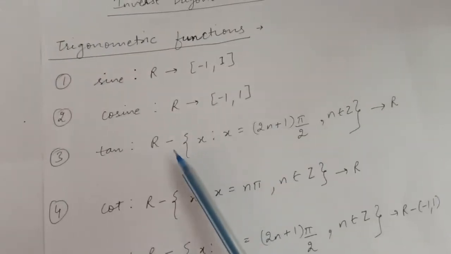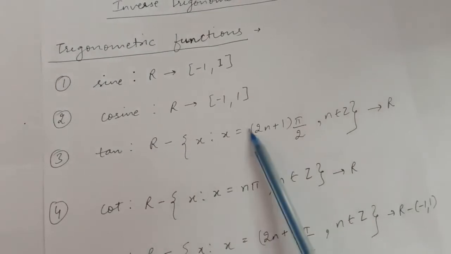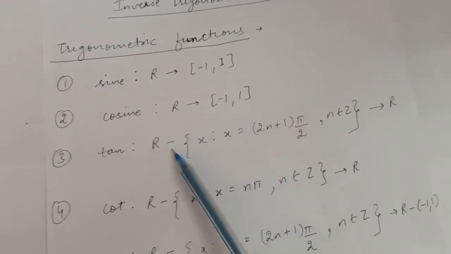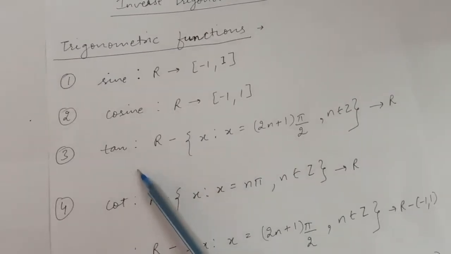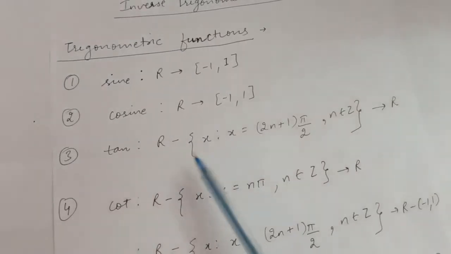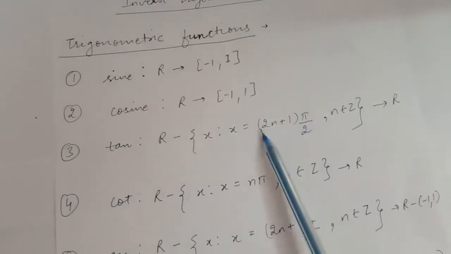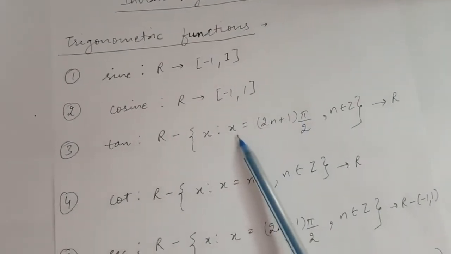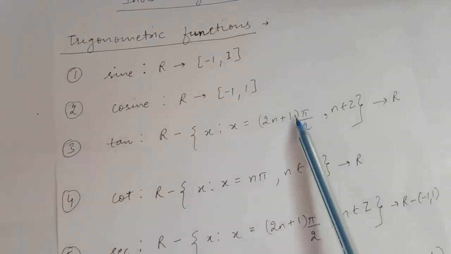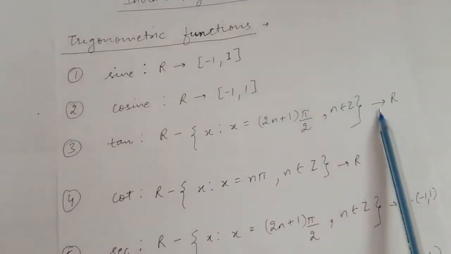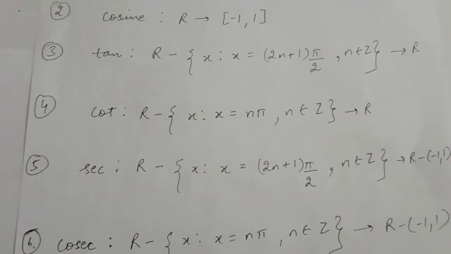Now the next is the tangent function. The domain of the tangent function is R minus this set. Why? Because tangent is sine upon cos and cos is 0 at the odd multiples of pi by 2. Therefore, we have to delete those values of x which are odd multiples of pi by 2, right? And the range of tangent x will be the set of reals.